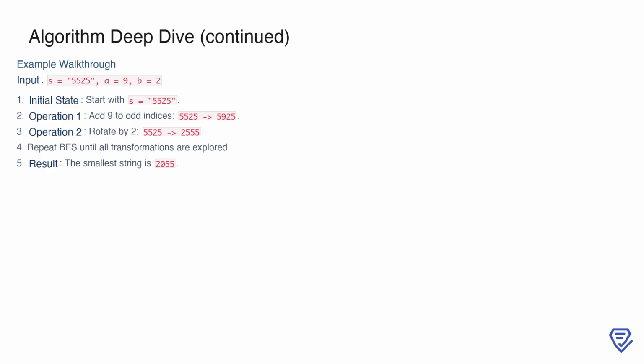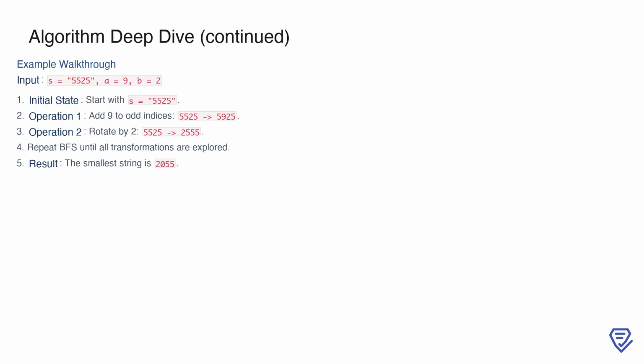Let's walk through an example to clarify the algorithm. Suppose we start with the string 5525, with A equal to 9 and B equal to 2. Initially, the string is 5525. Applying the first operation, we add 9 to the odd indices, resulting in 5925. Next, applying the second operation, we rotate the string by 2 positions to the right, resulting in 2555.